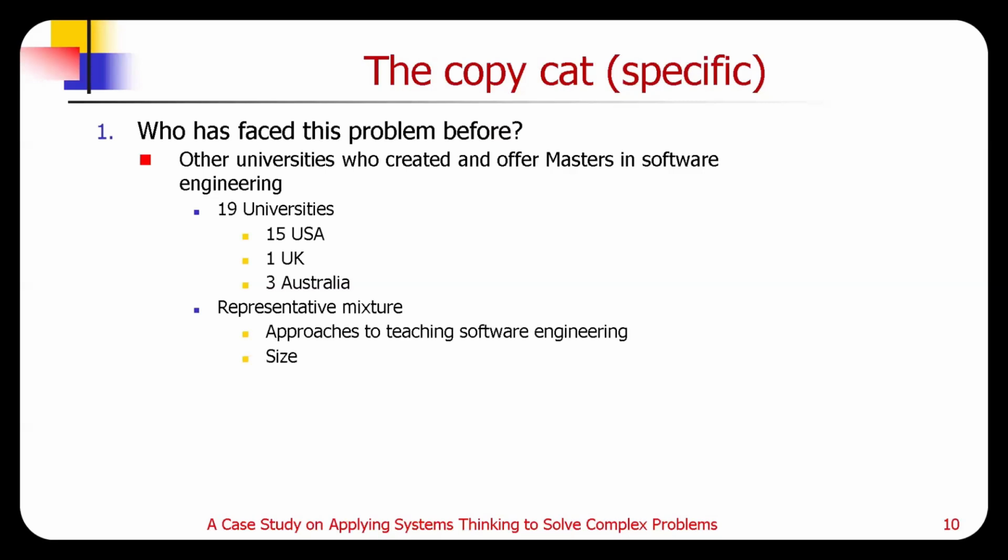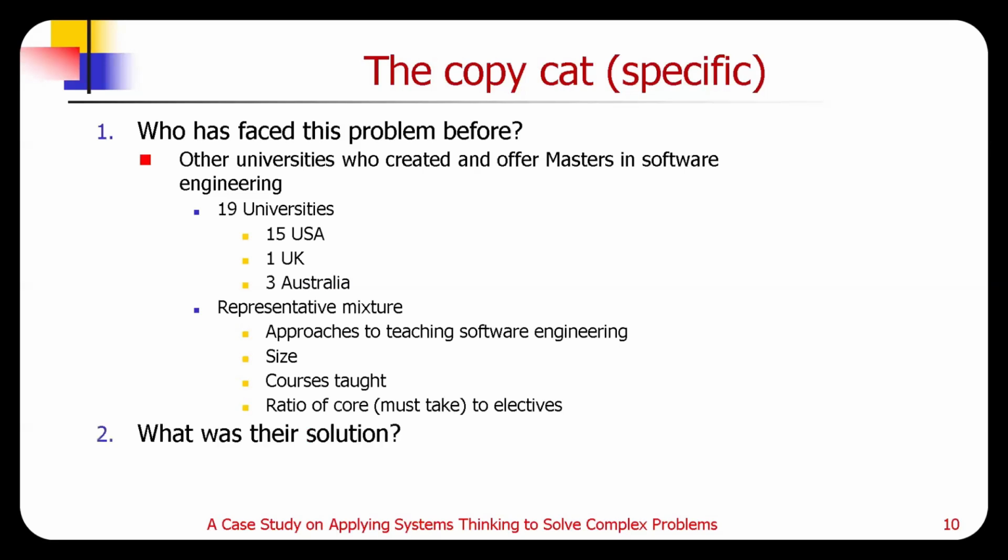There were differences in the sizes, there were differences in courses taught, and there were differences in the ratio of core courses that must be taken to electives. So what was their solution? Well, their solutions were in the syllabi published on the websites showing the offerings. So I was able to get a good look at what was going on.